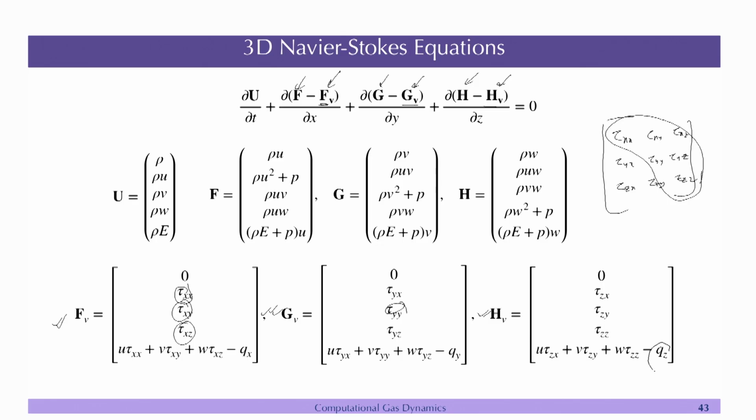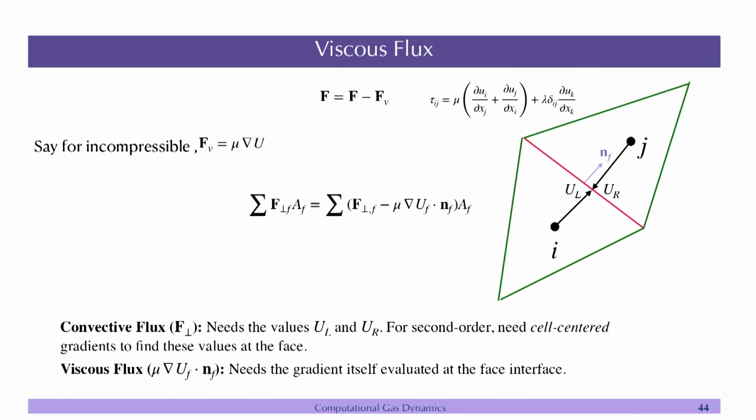Then you will have a term coming due to the thermal conductivity, because of the energy equation you have. Basically Q is minus K del T by del x, for example Qx, where K is the thermal conductivity. So you need the temperature gradient also. This is the general formula, assuming a Newtonian fluid with the Stokes assumption. You have this lambda and mu, where lambda is the second coefficient of viscosity. So you can see that you require these gradients.